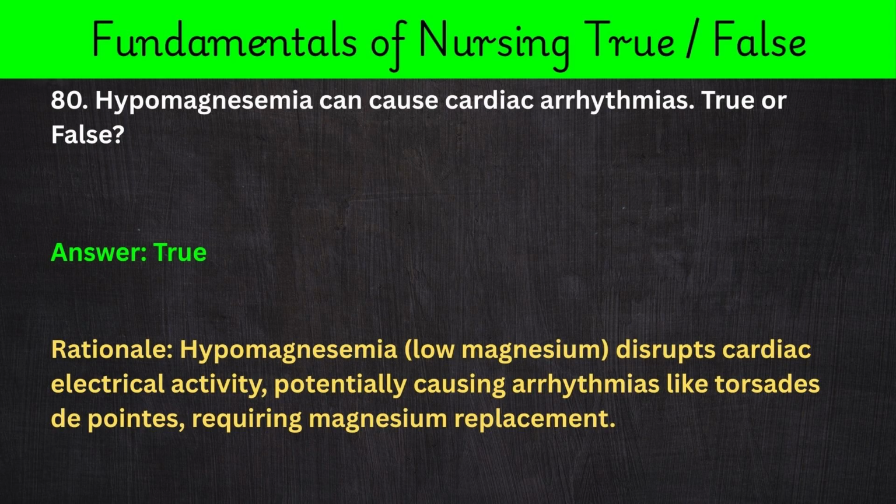80. Hypomagnesemia can cause cardiac arrhythmias. True or false? Answer. True. Rationale. Hypomagnesemia, low magnesium, disrupts cardiac electrical activity, potentially causing arrhythmias like torsades de pointes, requiring magnesium replacement.